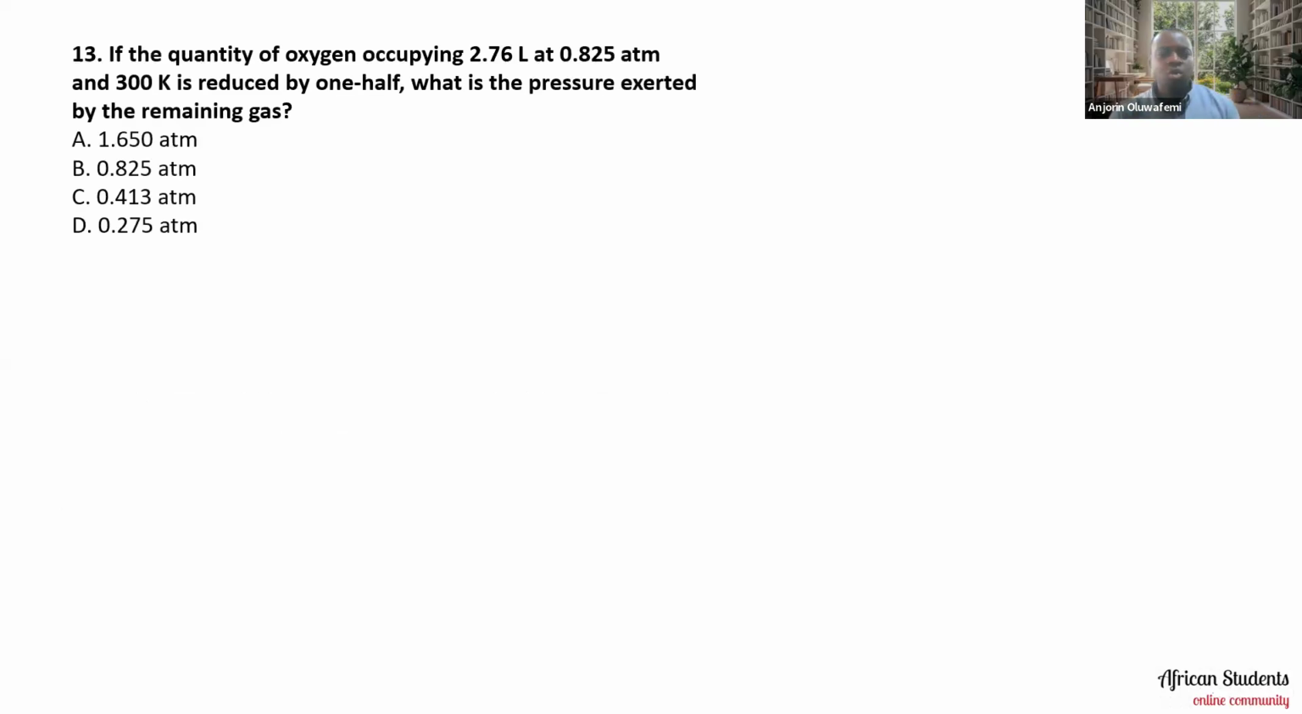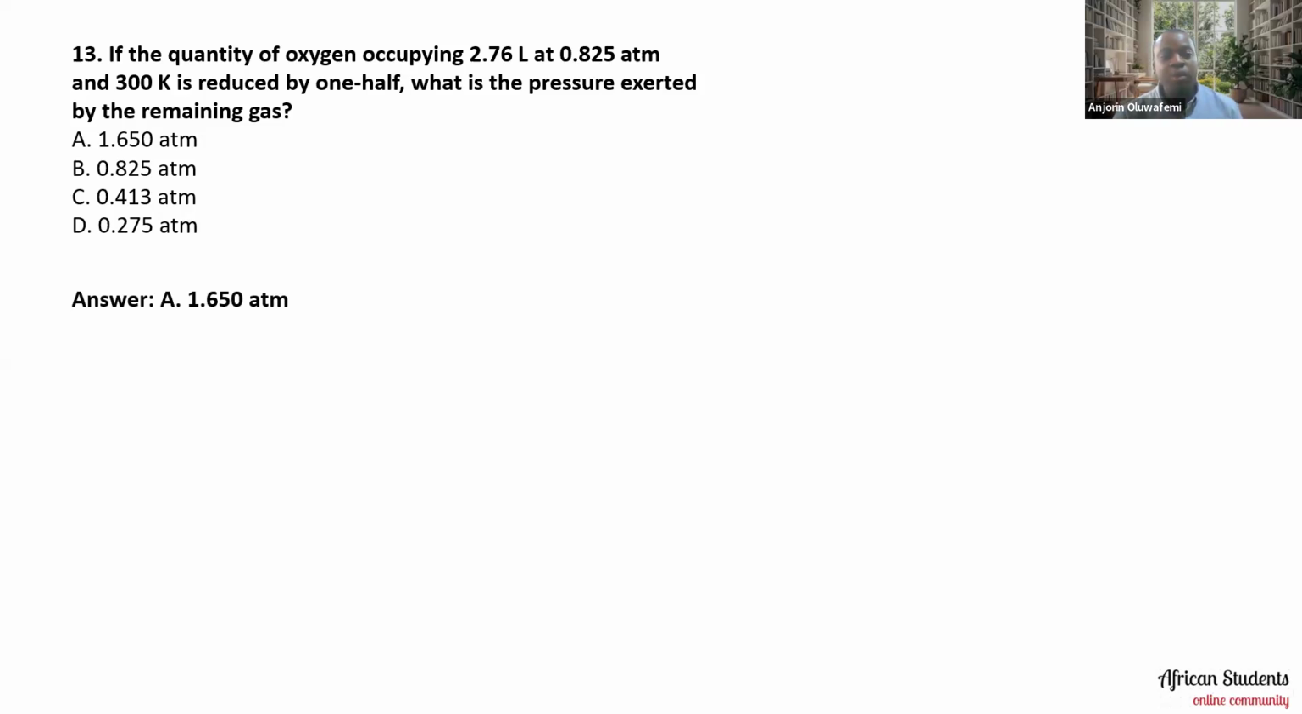If the quantity of oxygen occupying 2.76 liter at 0.825 atmosphere and 300 Kelvin is reduced by 1/2, what is the pressure exerted by the remaining gas? Is it 1.650 atmosphere, 0.825 atmosphere, 0.413 atmosphere, or 0.275 atmosphere?